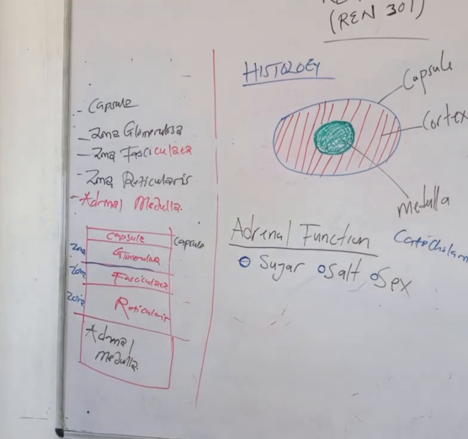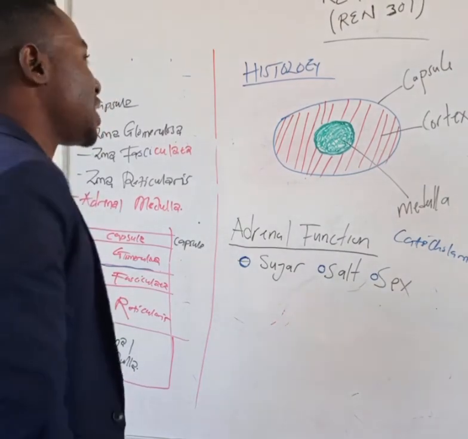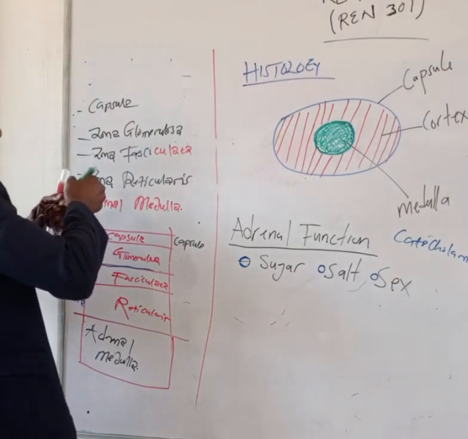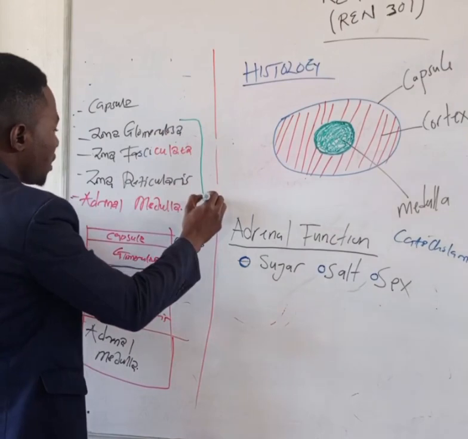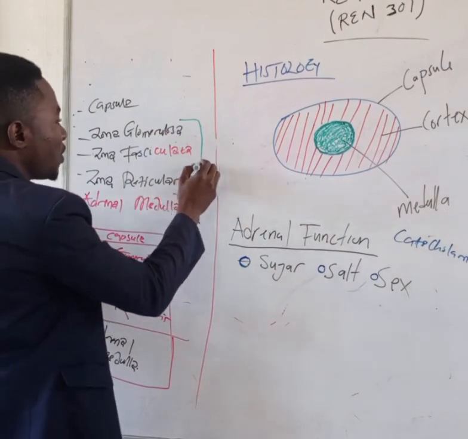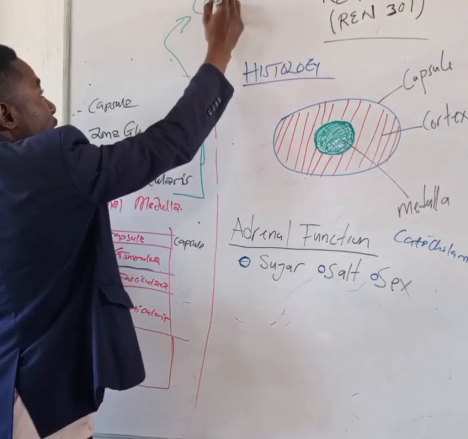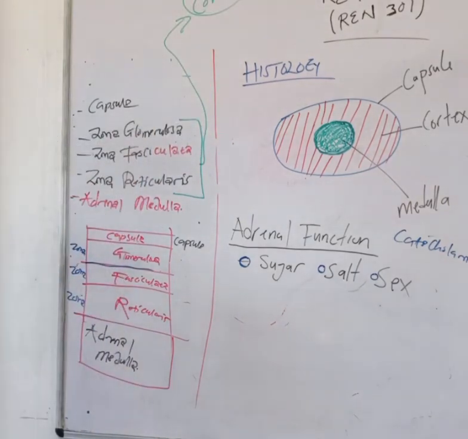These zones are very important in the way that they also serve a specific function for the cortex. So you have this entire structure here. This is the histology of the cortex. This is just the cortex. The cortex that went to a private school. So the cortex is made up of three.